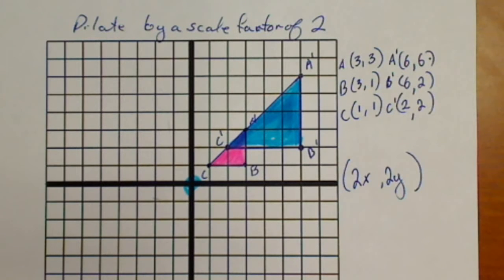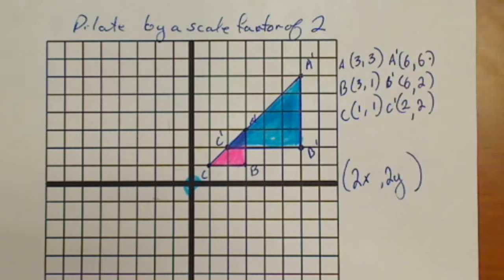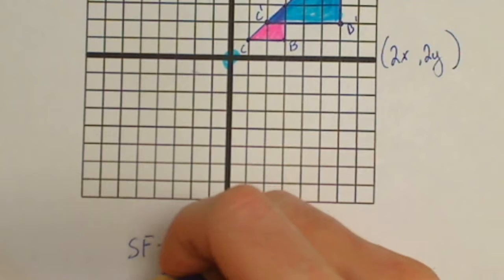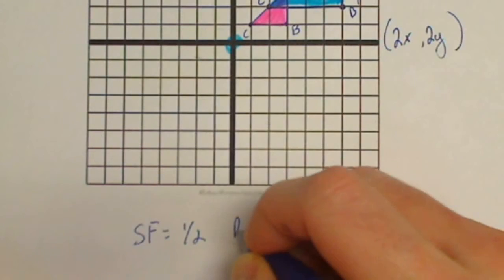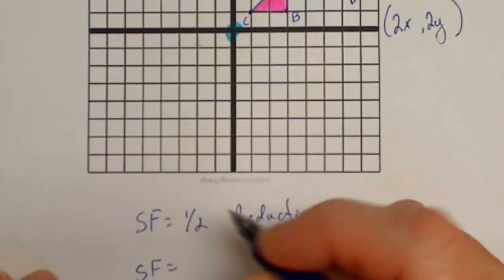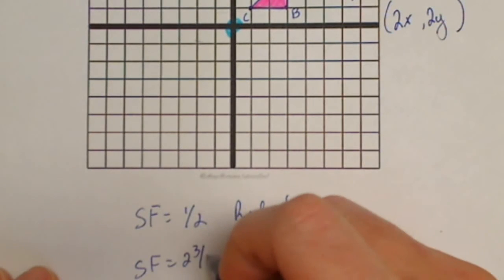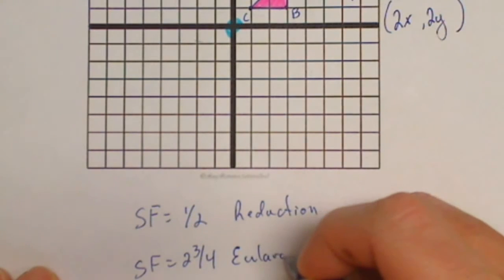And remember, you have two kinds of dilations. You have an enlargement or you have a reduction. The enlargement is when the scale factor is a number above 1. A reduction would be when the scale factor is a number that's less than 1. So if you had a scale factor of, let's say, 1/2, 1/2 is certainly less than 1, so that would be a reduction. If your scale factor is above 1, let's say it's 2 3/4, 2 3/4 is obviously above 1, so that would be an enlargement.